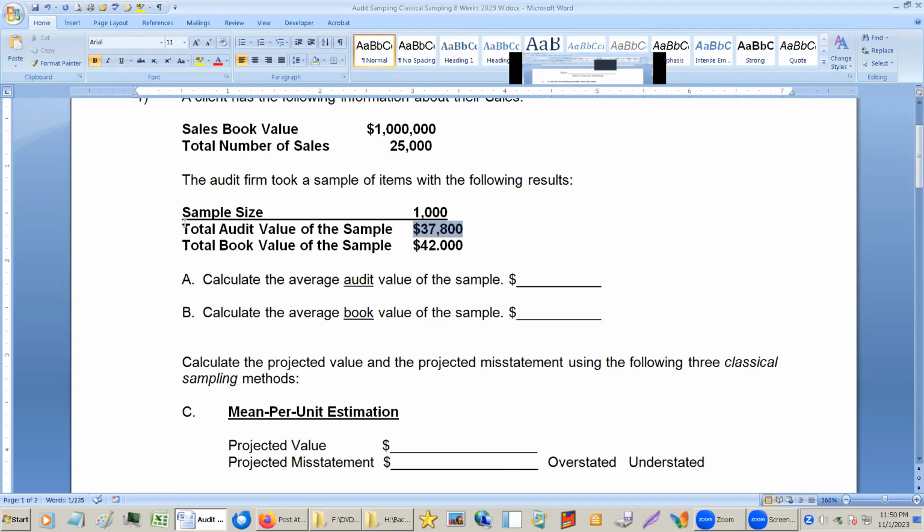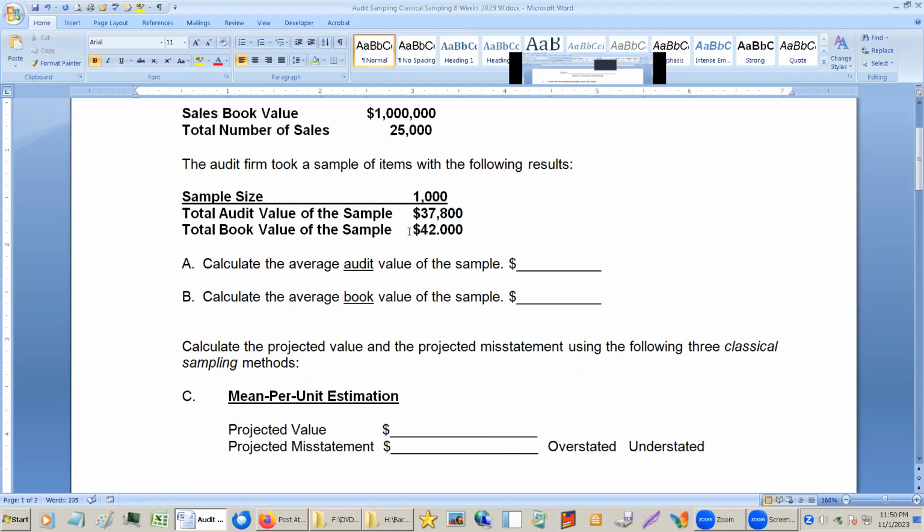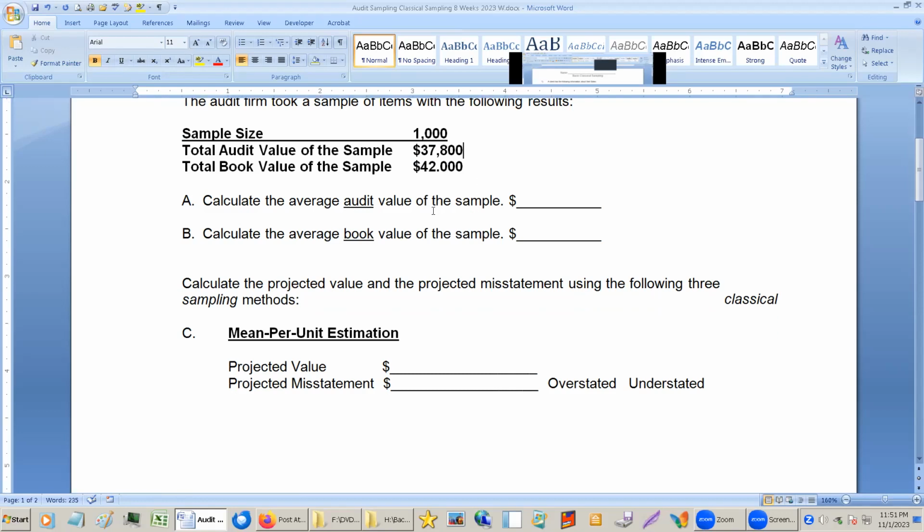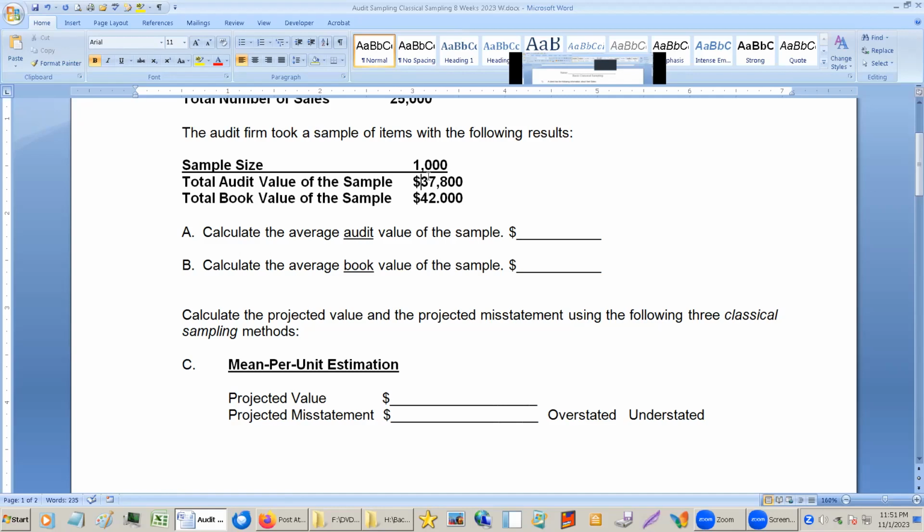Okay, so here's our sample. The total value of our sample is 37,800. And the total book value of that sample is what the client gave us. So this is from the auditors, and this is from the client. I'll put it in later. What we want to do is find the average for each one. So all we're going to do is take this 37,800 and divide it by the 1,000 sales in the sample. I think that's 37.80.